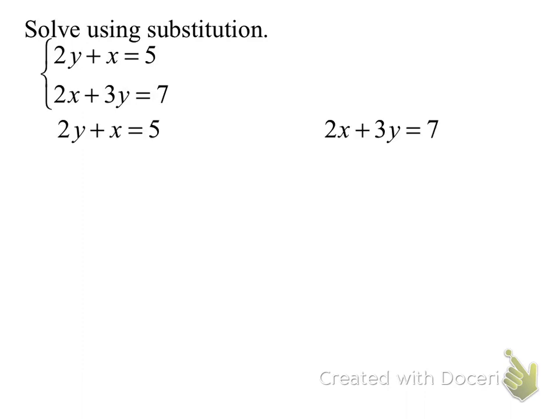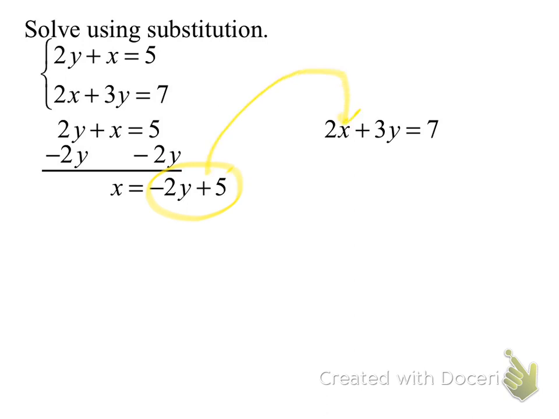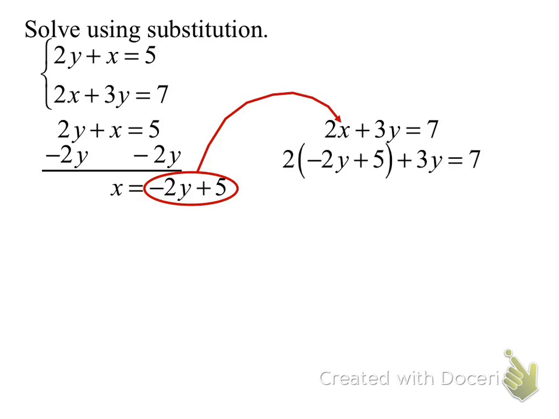So I subtract 2y. And now I'm left with x equals negative 2y plus 5. Now, what can I substitute negative 2y plus 5 for? The x in the other equation. I'm taking it, I'm sending it over here. It's 2 times that quantity. Is everybody understanding? Okay. So now I'd like you guys to finish it up. Finish it up and solve for x and y.